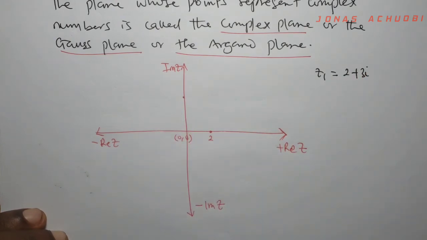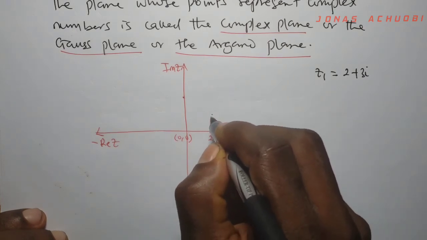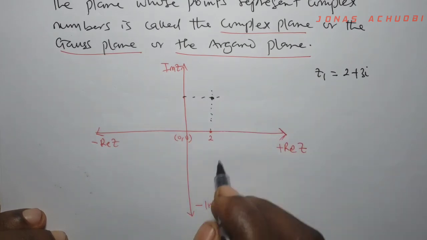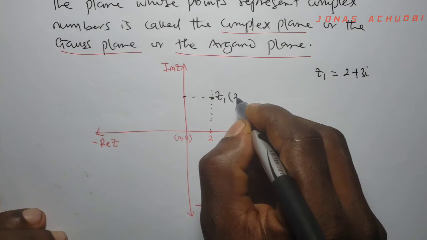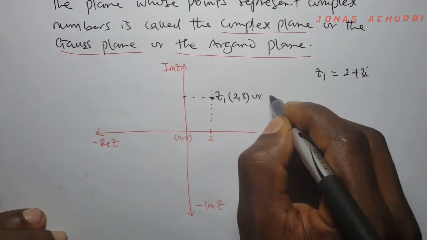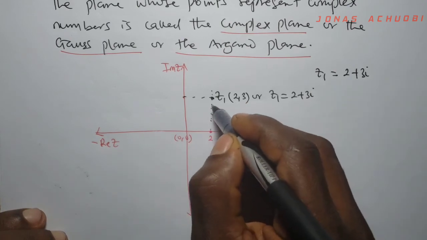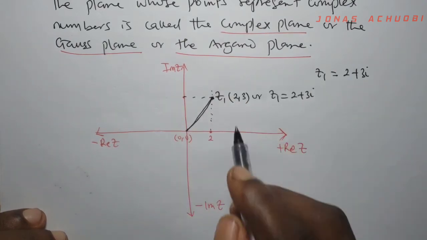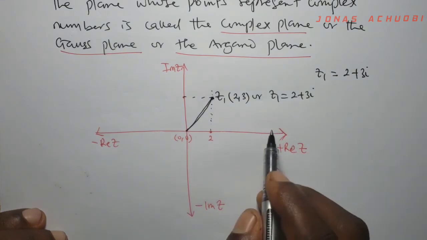So we now check, where do these 2 points meet? So 2 is here, and then 3 is here. They meet somewhere there. So at that point, z1 is written as a complex number. We can write (2, 3), or we can write z1 equal to 2 plus 3i. So we'll now trace from that point to the origin, the straight line. So that's a complex number, z1 equal to 2 plus 3i.